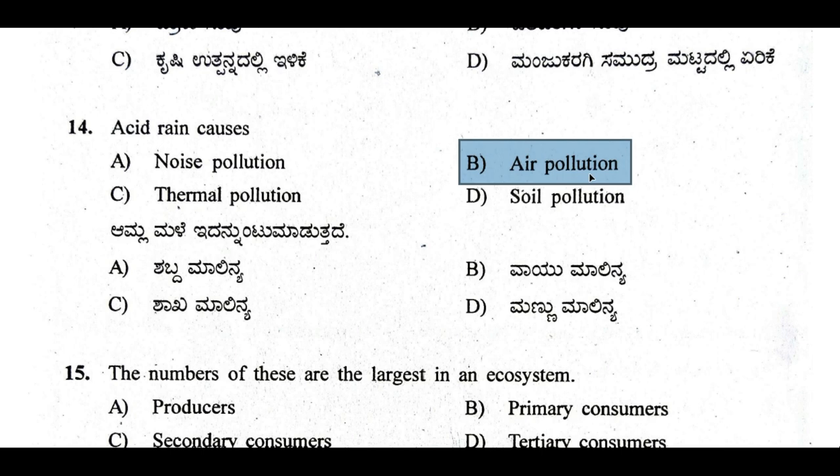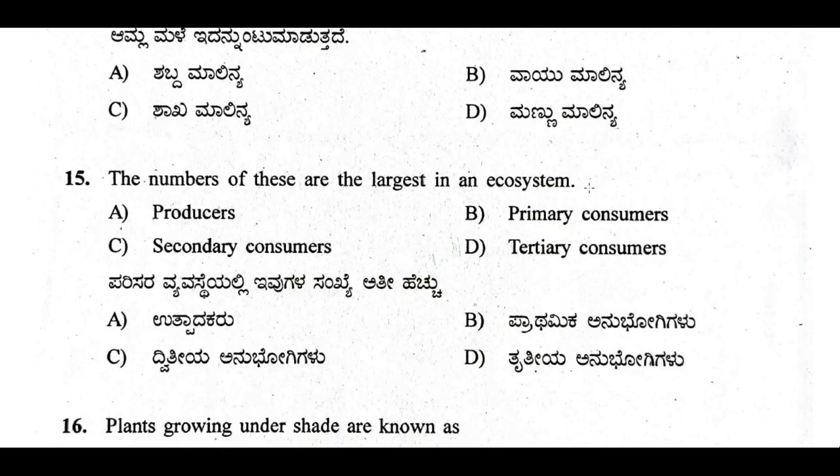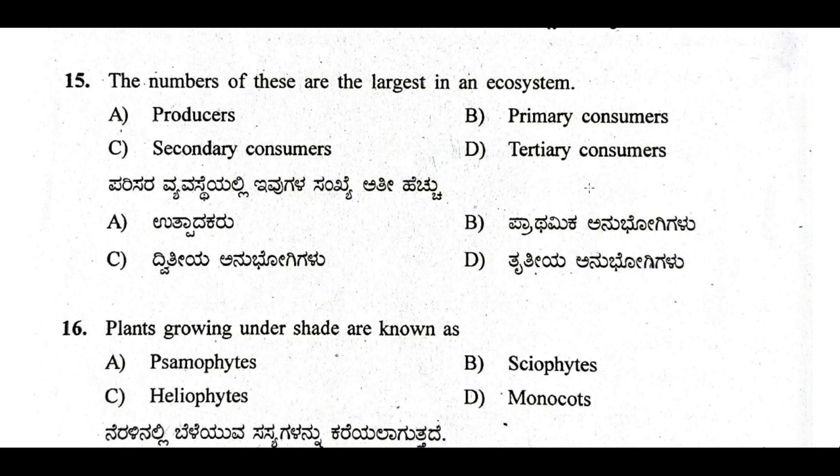Coming to question number 15, the number of these are the largest in an ecosystem: A, producers; B, primary consumers; C, secondary consumers; D, tertiary consumers.